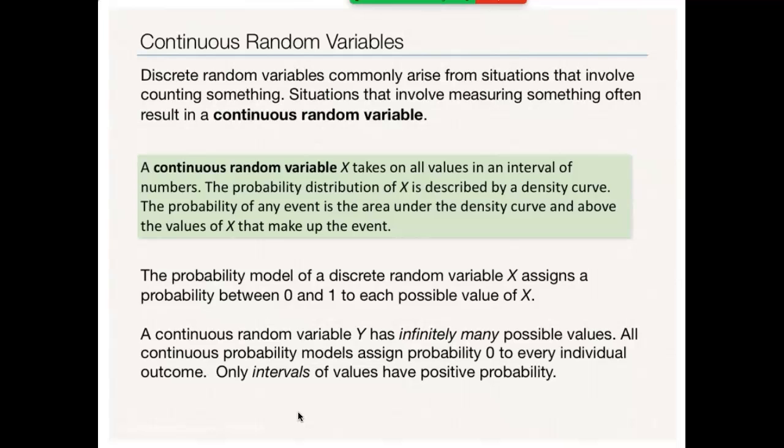So it takes on all values in an interval of numbers, and the probability distribution is described by a density curve. The probability of any event is the area under the density curve above the values of x that make up the event. All right, so we've already actually dealt with this way back when we were dealing with normal CDF and normal distributions and finding areas under those.